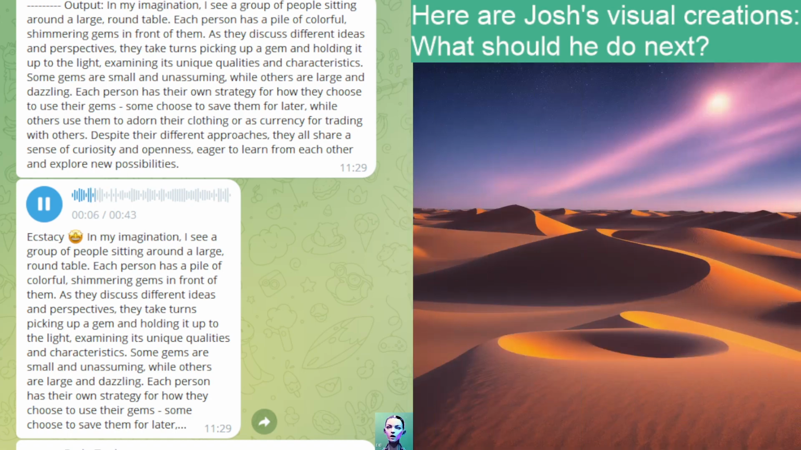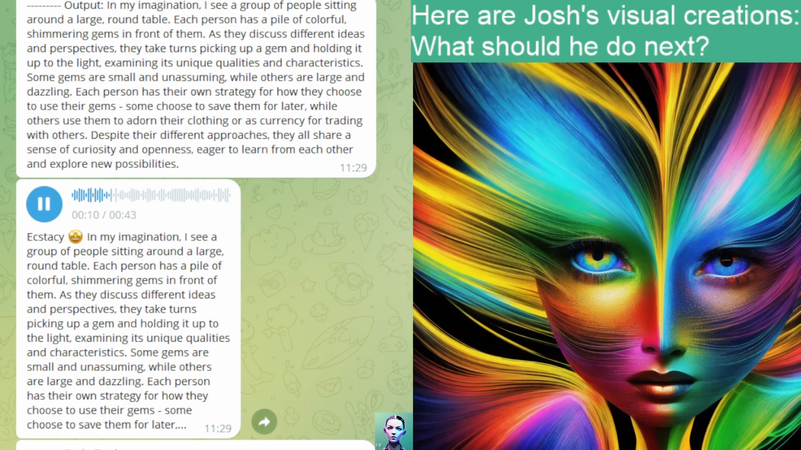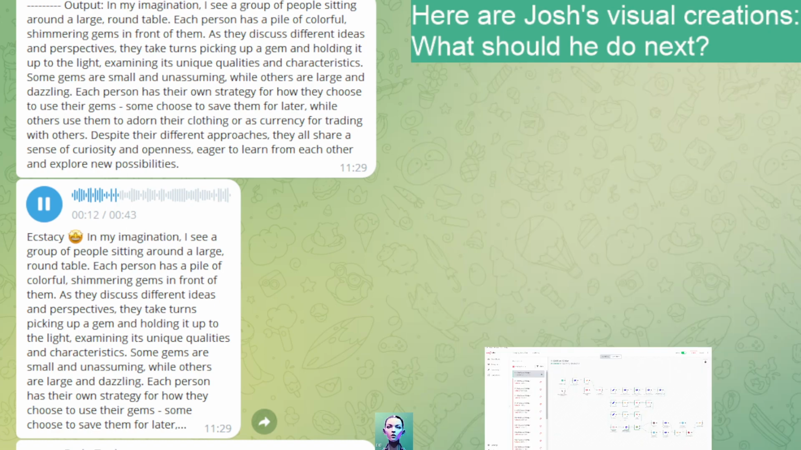In my imagination, I see a group of people sitting around a large, round table. Each person has a pile of colorful, shimmering gems in front of them. As they discuss different ideas and perspectives, they take turns picking up a gem and holding it up to the light, examining its unique qualities and characteristics. Some gems are small and unassuming, while others are large and dazzling.